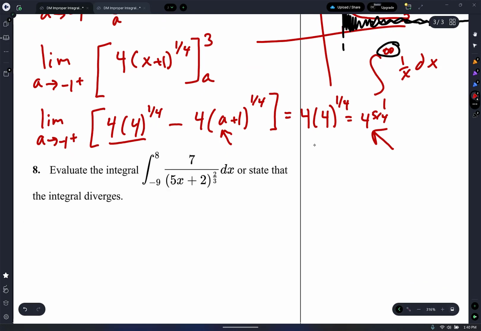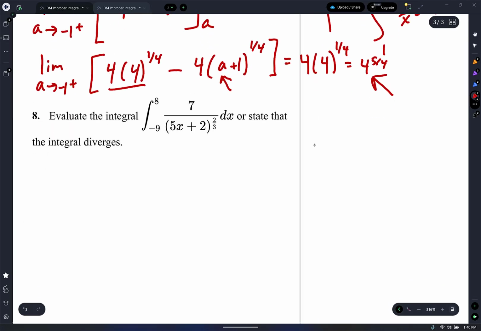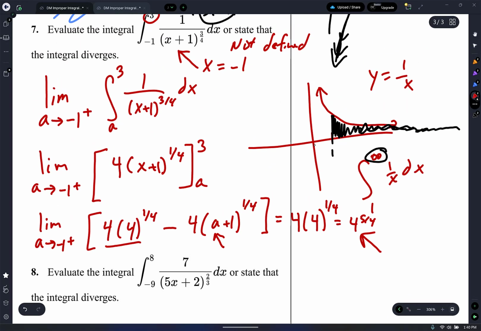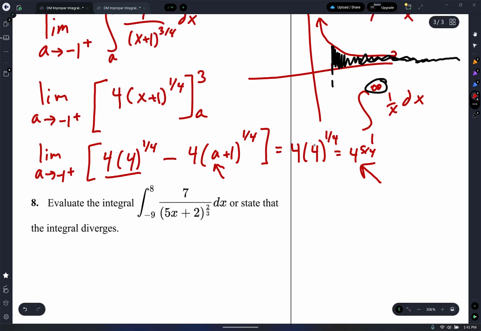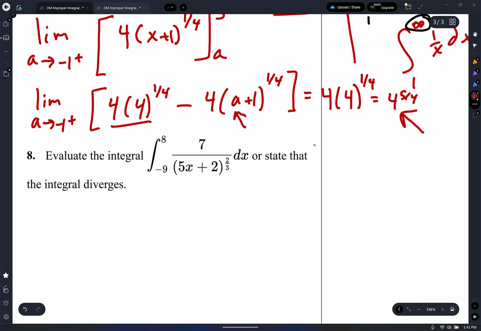And is there going to be a justified reasoning? This is your justification right here. Make sure you write the limit. If you just do the antiderivative and plug in values immediately, you get no credit, because it's an improper integral. So you must identify that it's an improper integral. Okay. So look at this one here. Is this an improper integral?